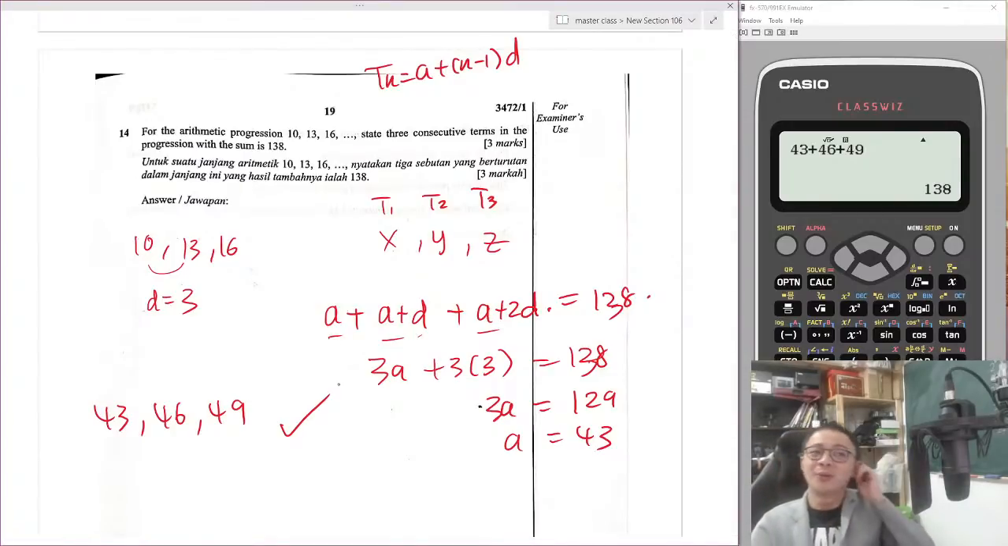Okay, so not too hard if you understand. If you try to use the Sn formula to do it, it will be very hard.